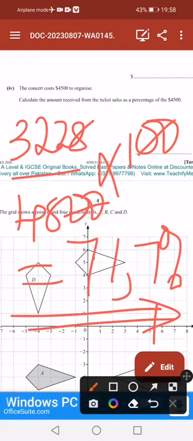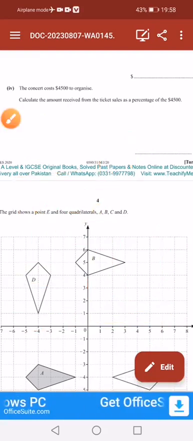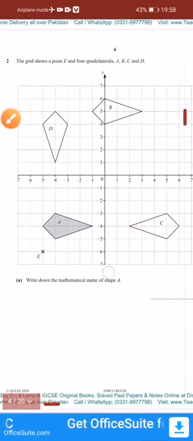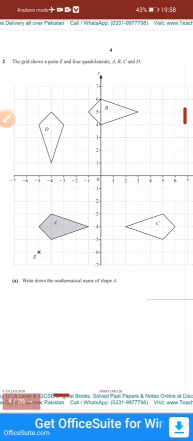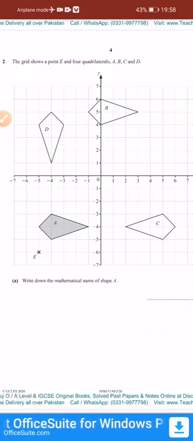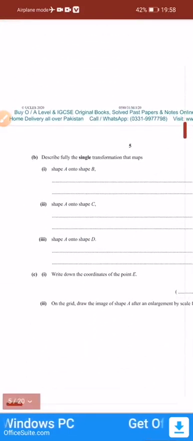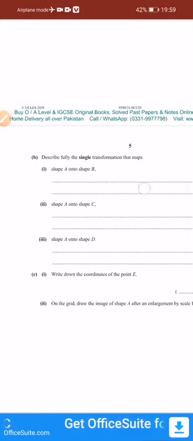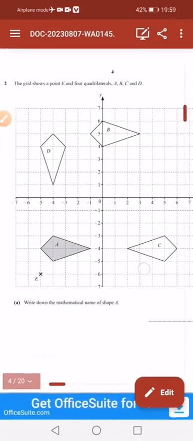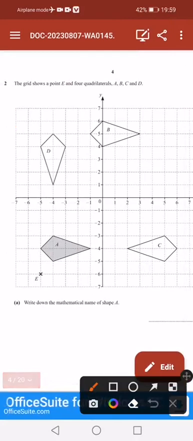Right, I hope I'm making sense. Then we move to transformation. The grid shows a point E and 4 quadrilaterals A, B, C, and D. Describe fully the single transformation that maps A onto B.